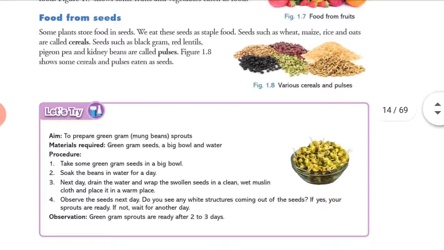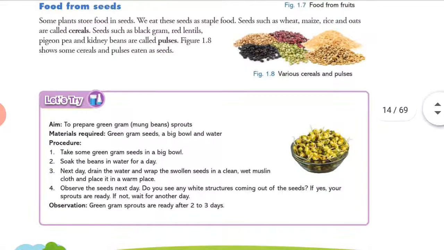Food from the seeds, you can see. Some plants store food in seeds. We eat these seeds as staple food. Seeds such as wheat, rice, maize, oats are called cereals, and seeds such as black gram, red lentils, pigeon pea, and kidney beans are called pulses, shown in the figure also. Okay.